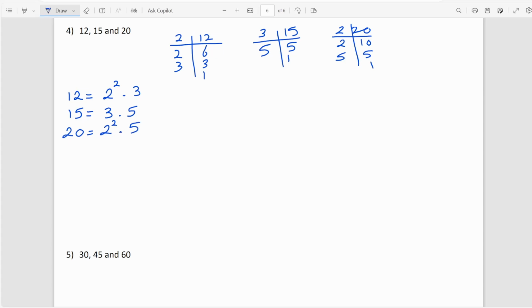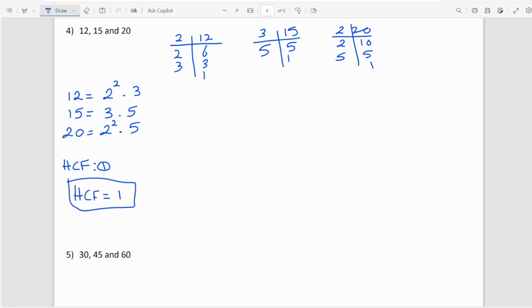All right, so for the HCF, as you remember, we'll select firstly the common. So what is the common here? Is the 2 common between them all? No. It's only between the first and last one. 3 is not common either, and neither is the 5. So we actually don't have any number that is common between them all. So the highest common factor is just 1.